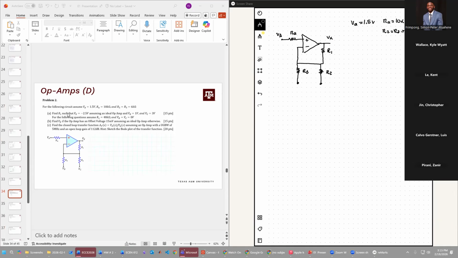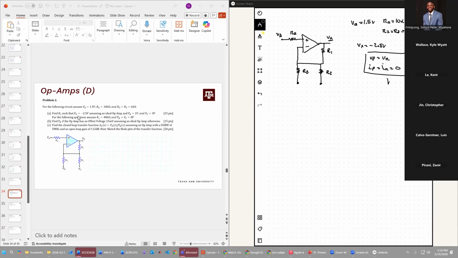R2, R3, 6 kilo ohms. We want to find R1 such that Vx, which is our output, is equal to negative 2.5 volts, and we're assuming an ideal op amp. So what does ideal op amp mean? Well, we can say that Vp is equal to Vn, and we can assume that the current going into the terminals is zero. These are the properties of an ideal op amp. Super important that you remember this.